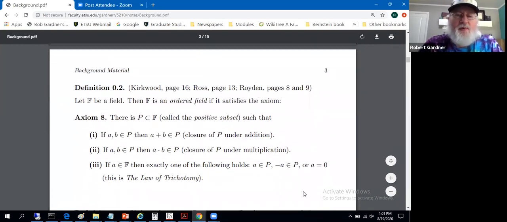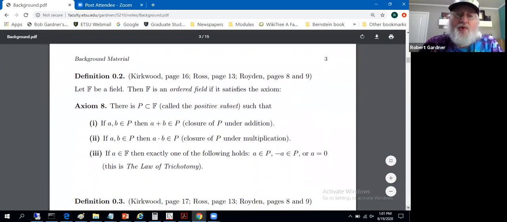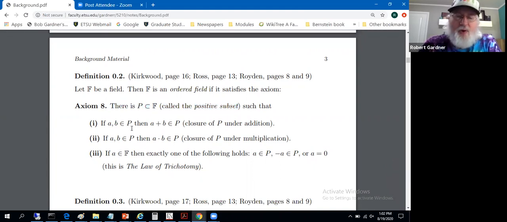So we're going to require that the reals be ordered in the following sense. A field F is an ordered field if it satisfies the following. There is a subset P of field elements called the positive subset, such that if A and B are positive, then their sum is positive. If A and B are positive, then their product is positive.